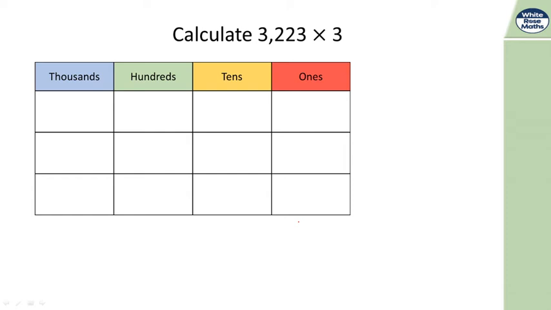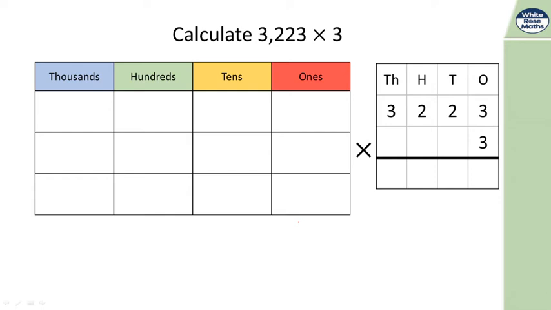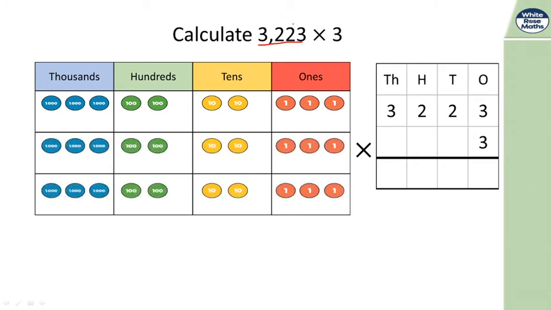Okay, we're going to move on to our task for today, which is multiplying 4-digit numbers by a 1-digit number. So we'll just say that question out loud. 3,223 multiplied by 3. So let's have a look at how we would represent that in our place value columns, and then how we would do it in our short multiplication. So here you will see we've got 3 thousands, 2 hundreds, 2 tens, and 3 ones, which is one lot of our starting number. We want that 3 times.